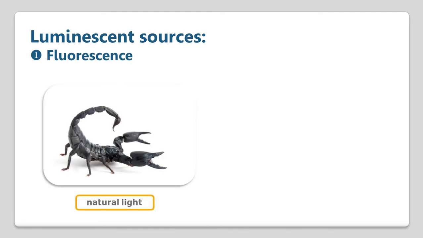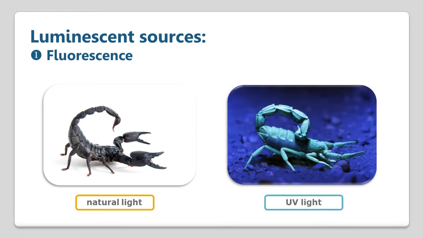Many substances will react in the presence of UV light, which is similar to our visible light in that it is also energy. However, it is usually invisible to us, meaning we can't see it. When UV light strikes a fluorescent object, the object will immediately glow or fluoresce, like our friend the scorpion. The scorpion is now emitting visible light.